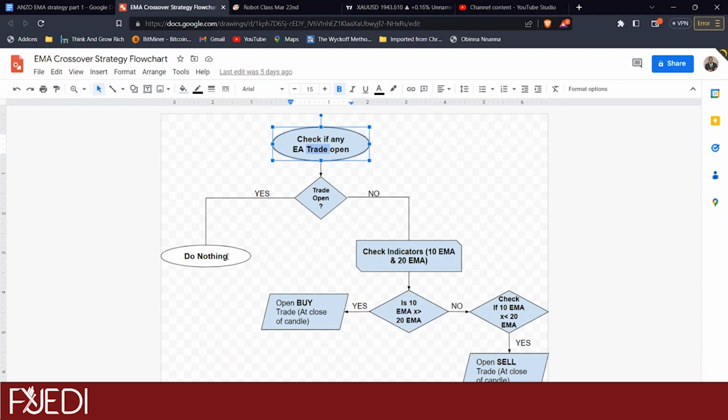Now, in today's class, we're going to change this from doing nothing. So if there are open trades, we want our EA to do something else, right? To check for previous existing trades. So if the answer is yes, that there are open trades, we want the EA to check those open trades and take an action depending on if certain parameters are met.